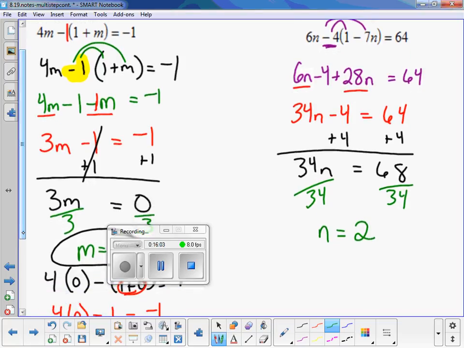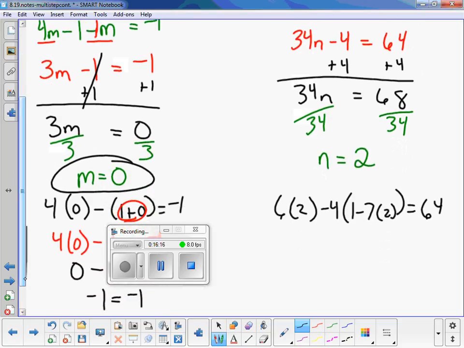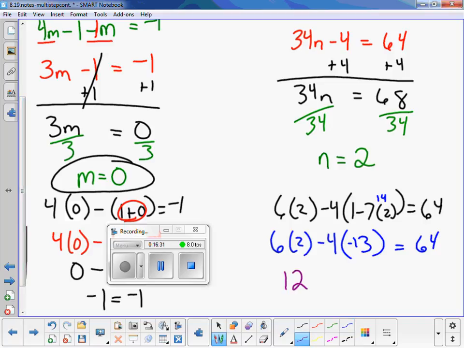So to check my answer, I go back to the original problem, and everywhere I see an n, I put a 2, and see if that left-hand side will equal 64 like the right-hand side will. Alright, so first things first, I got to do what's in parentheses. So we know 7 times 2 is 14. So it's going to be 1 minus 14, which gives me negative 13. And then I have 6 times 2 is 12, minus 4 times negative 13.